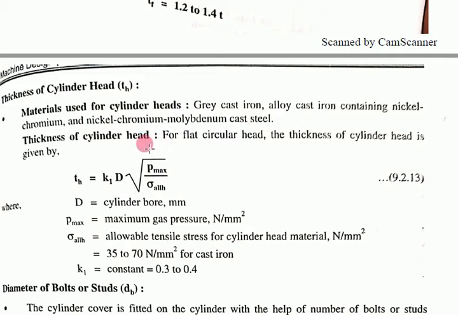Now for the flat cylinder head we have an equation: tH is equal to K1 D under root P max upon sigma allowable. Sigma allowable I have already told you, 35 to 70 that you have to assume. P max we can find from the above equation, and we have also assumed that P max is equal to 10 MPa. K1 is a constant, 0.3 to 0.4, that we have to assume. This equation you may get in the design data book, or it may not be there. If it is not given, then you have to remember this equation.